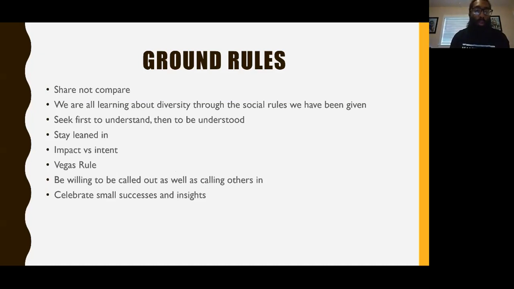The first one here is to share, not compare. So as we're thinking about working with our students, it's really important for us to foster this space where we create an openness for everybody to share their experiences without judgment or anything along those lines. And the way that we offer that is by saying that we all have different ways of coming into the world. We all are bringing in different ways of thinking about the world, and no space is different. No space is better than anybody else's space. It just is. Also reminding that we're all learning about diversity and working with diverse folks and being around diverse individuals through the social rules that we've been given.